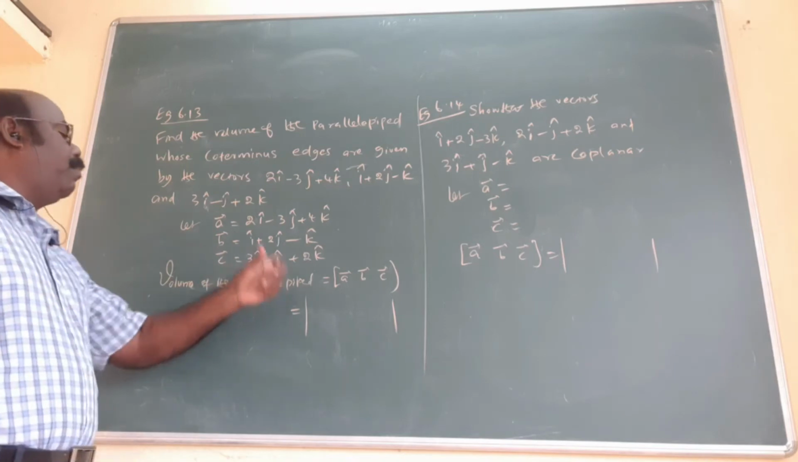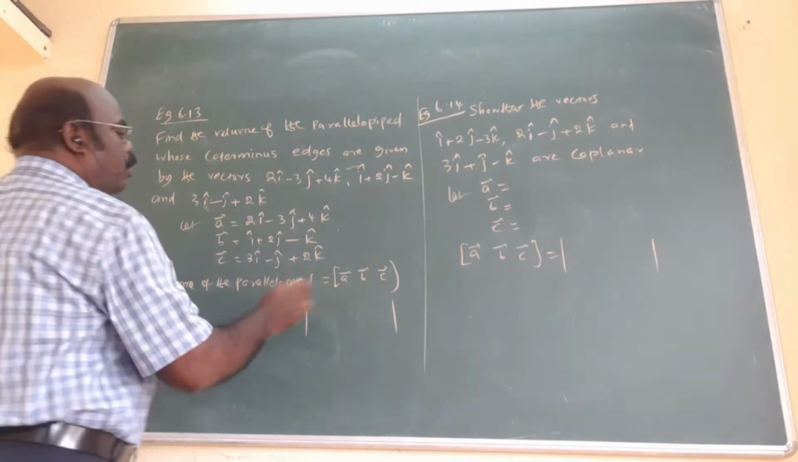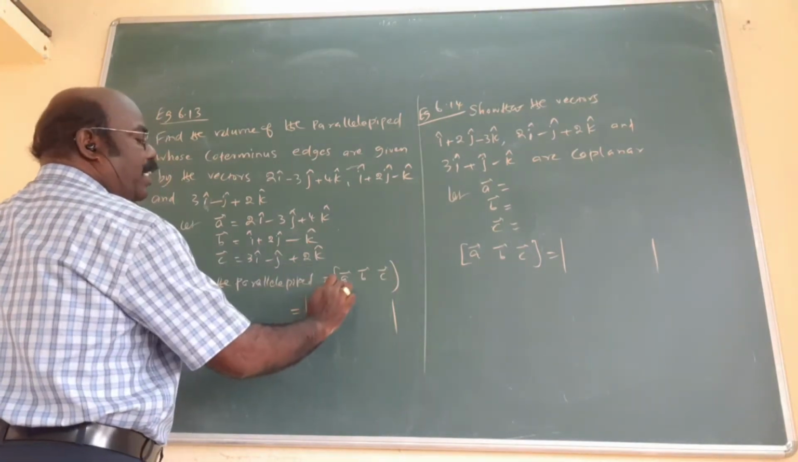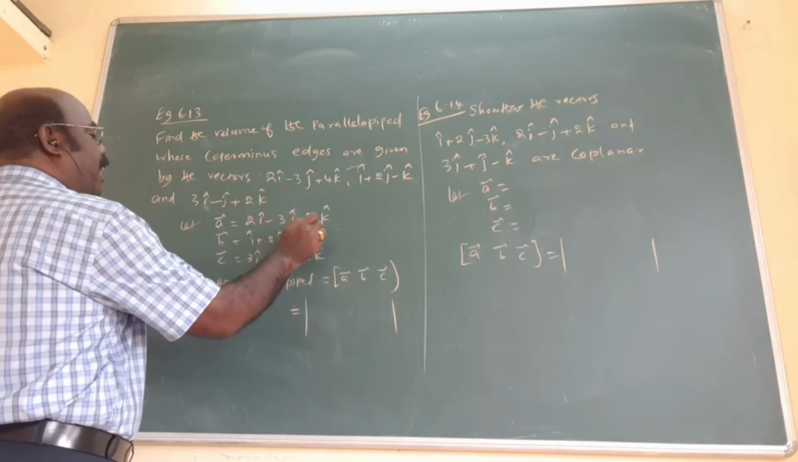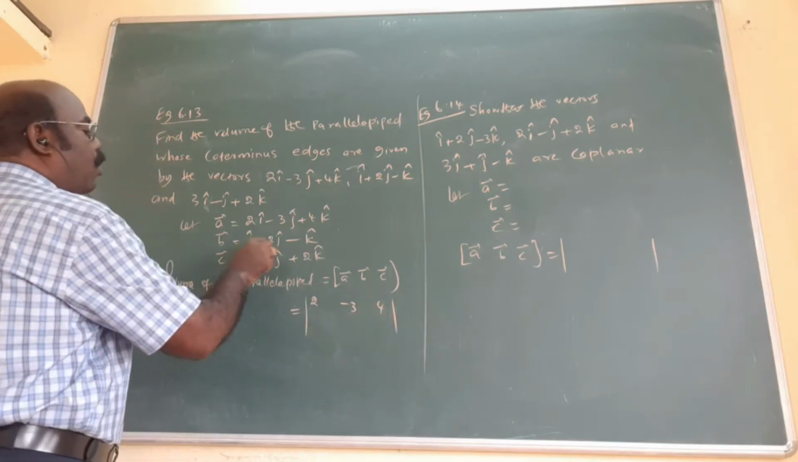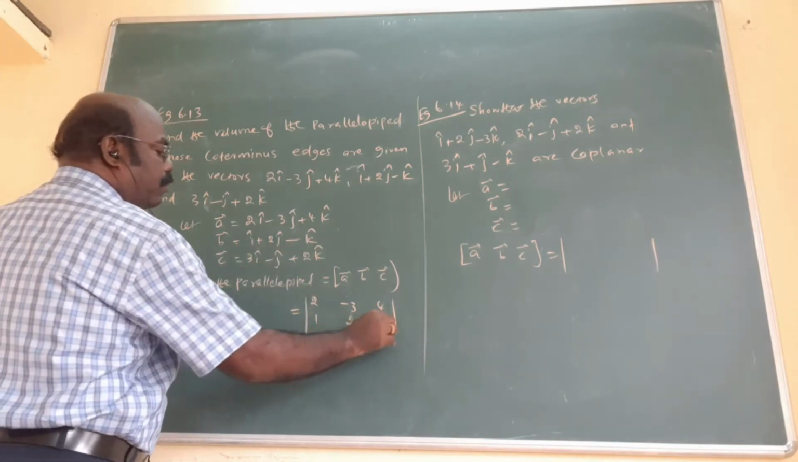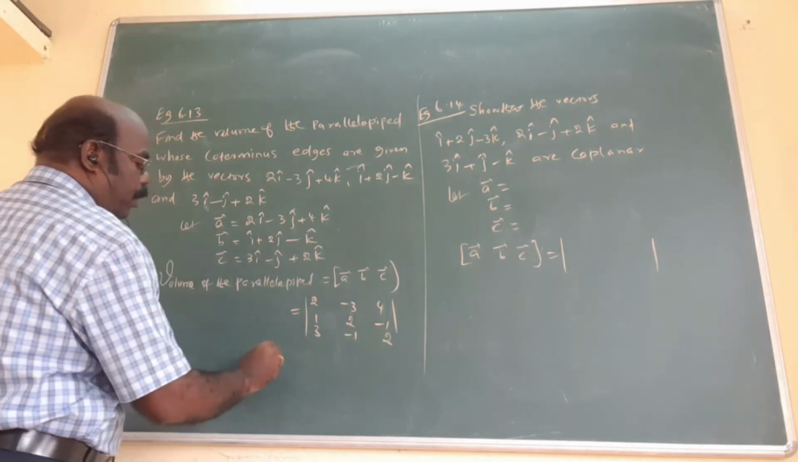Now, volume of the parallelepiped, what is the formula? Box product A, B, C. That is the formula. Now, substitute all the values. Box product means first what is there? A is there. Now, the coefficients of i, j, k in the A vector are 2, minus 3, 4. Next is 1, 2, minus 1. Next one is 3, minus 1, 2.